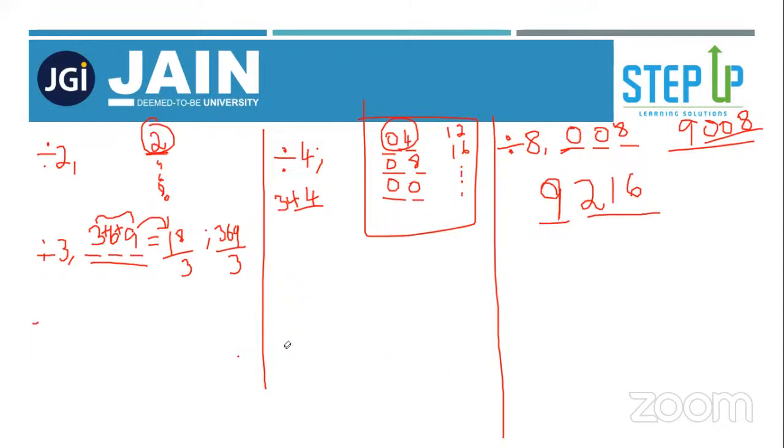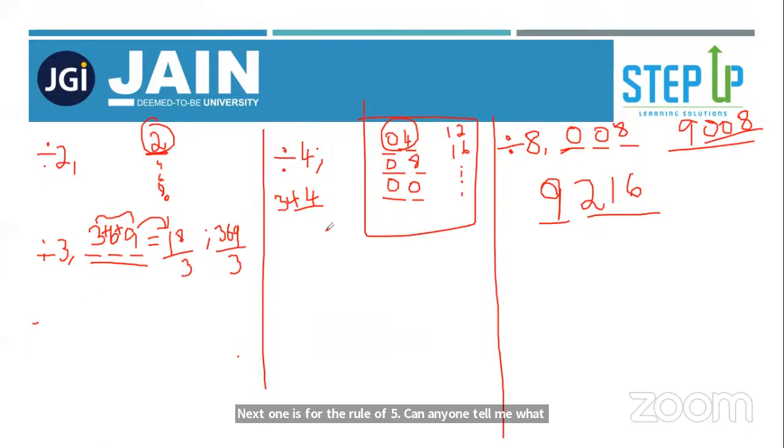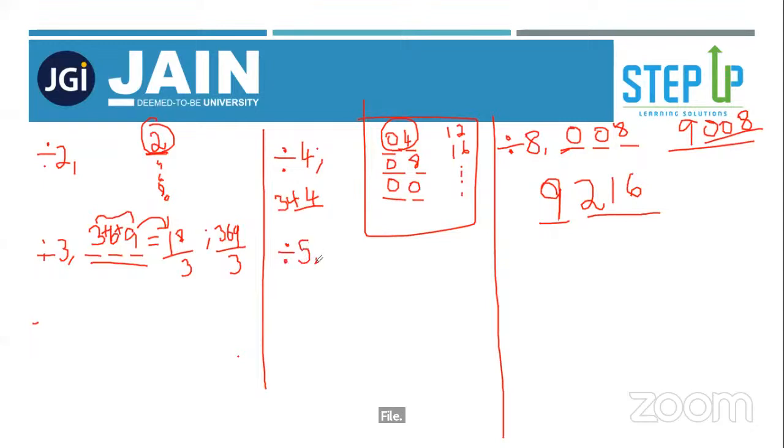Next one is the rule of 5. Can anyone tell me what would be the rule of 5? Divisibility rule of 5. The last number should be 5 or 0. Yes.